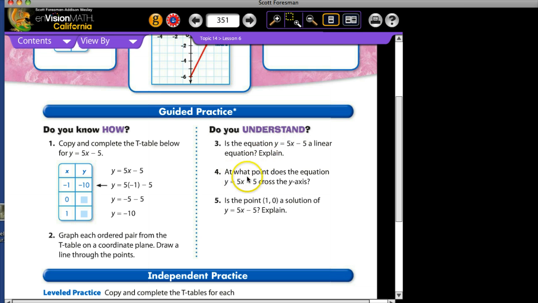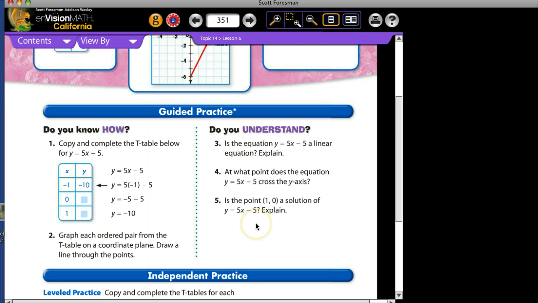Okay, next, at what point does the equation y equal 5x minus 5 cross the y-axis? So they're asking you, when does the line cross the y-axis? They're looking for the coordinates. And in number 5, is the point 1, 0 a solution of this equation?